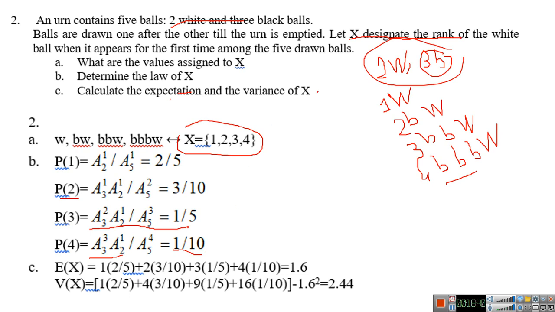And the expectation: we don't have the values as we said, so the expected value will be summation xi p of xi. So it will be 1 times 2 over 5 plus 2 times 3 over 10 plus 3 times 1 over 5 plus 4 times 1 over 10. And we expect, if we want to play this game, to get the white after 1.6 draws.